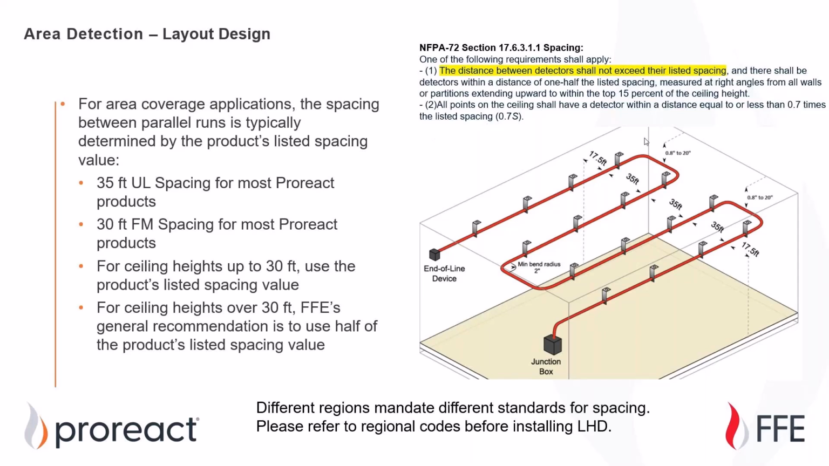So here's a little NFPA 72 snippet. Runs shall not exceed the listed spacing. Pretty straightforward. You have half of that spacing value to the wall. And then your distance from the ceiling, as we mentioned in the last slide, 0.8 inches to 28 inches down from the ceiling. Then towards your corners, they have what's called the 0.7 rule. As long as you're sticking with your spacing from walls, you should be good with your 0.7 spacing rule.